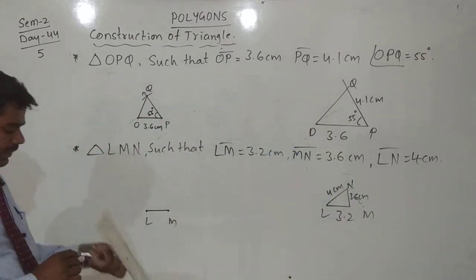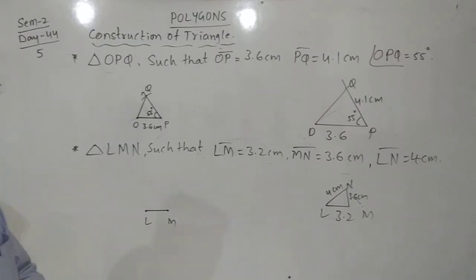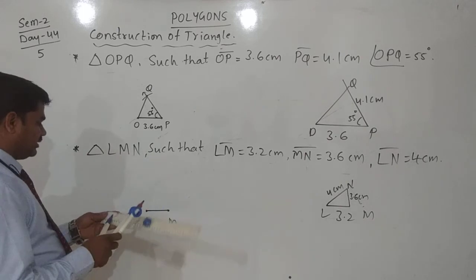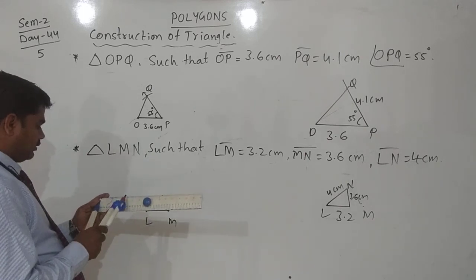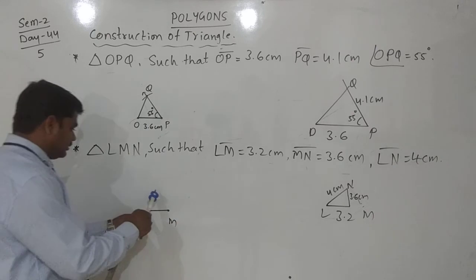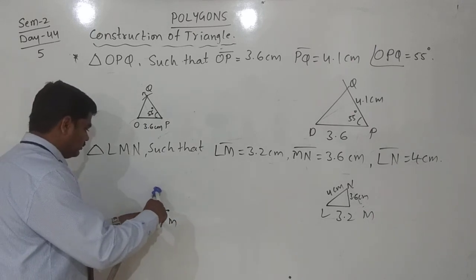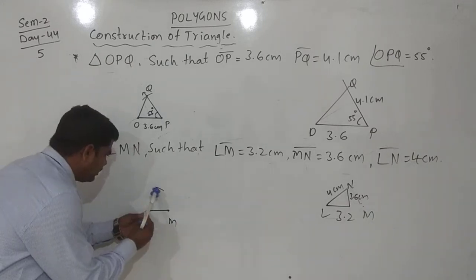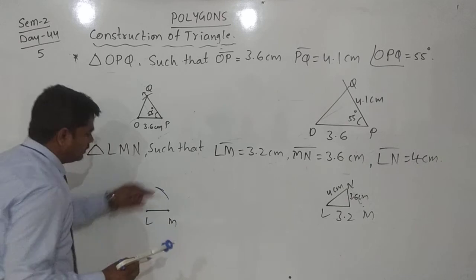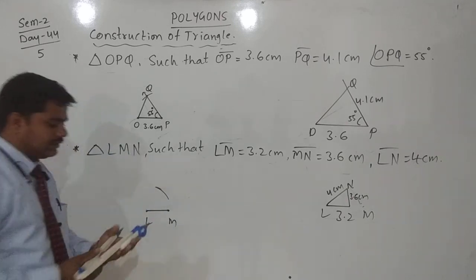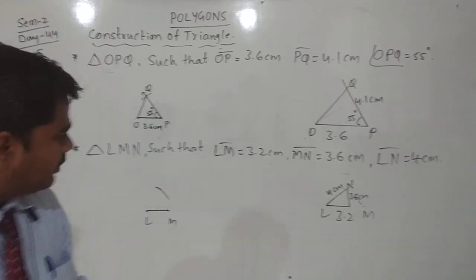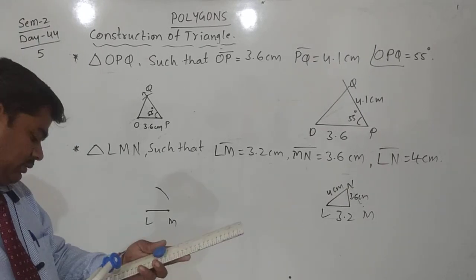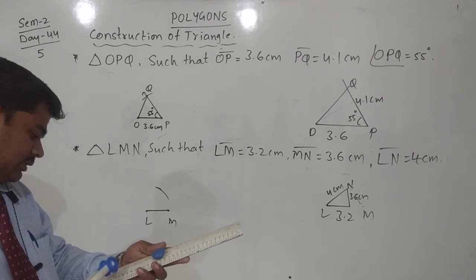Now with the help of compass box, draw an arc for LN. LN is 4 centimeter. Fix here on vertex L and draw an arc. Yes. Next, take the measurement of how much centimeter? 3.6 centimeter.